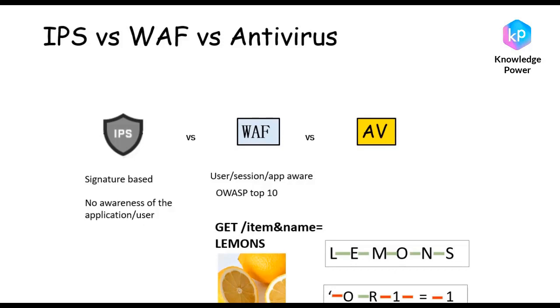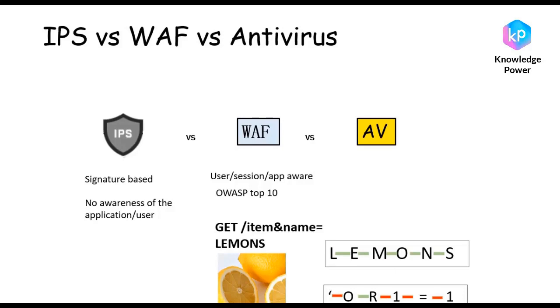So that is the difference between IPS and a web application firewall. You're not able to protect from the thousands of signature-based attacks that exist on the network with your web application firewall, because it's not designed to do so. And the same way, you're not able to do that complex protection that a web application firewall can provide with IPS.